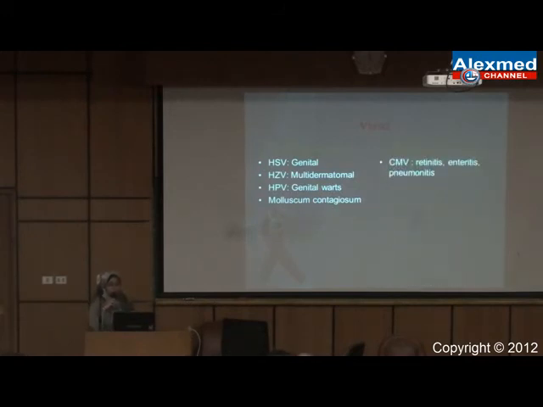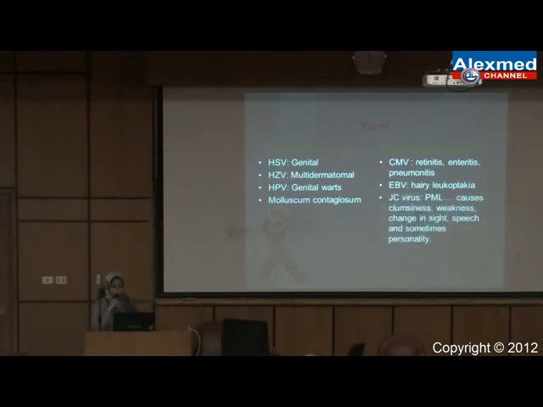The opportunistic infections include cytomegalovirus infection causing retinitis, enteritis, and pneumonitis, and pneumonitis is the cause of death in this infection. Epstein-Barr virus causes hairy leukoplakia. And finally, the JC virus causes progressive multifocal leukoencephalopathy, with changes in vision, speech, and sometimes personality.